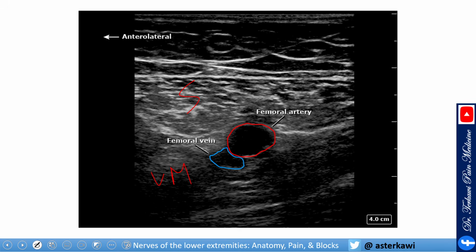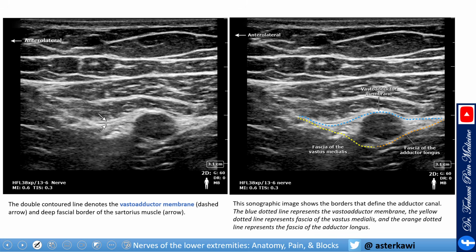At that level, you should see the sartorius muscle above them, the vastus medialis lateral, and the adductor longus and magnus, they will be medial, right? Adductor makes sense, they are medial muscles.